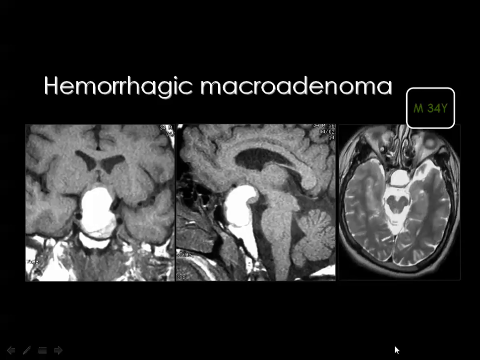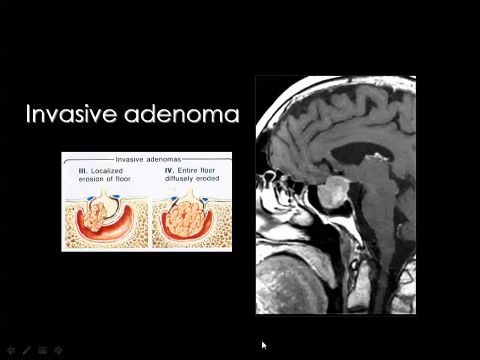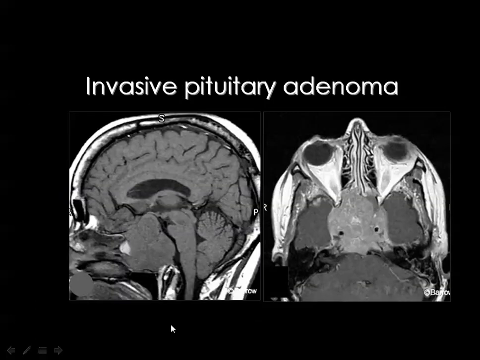And this is the axial T2 weighted image of the brain, showing the brightness of the hemorrhage inside the pituitary gland. An invasive adenoma, by definition, is an adenoma that, instead of going into the suprasellar area, destroys the sellar floor and extends into the sphenoid sinus. And if you see an adenoma which is eroding the sellar floor, extending into the sphenoid sinus, then you can call this an invasive pituitary adenoma.